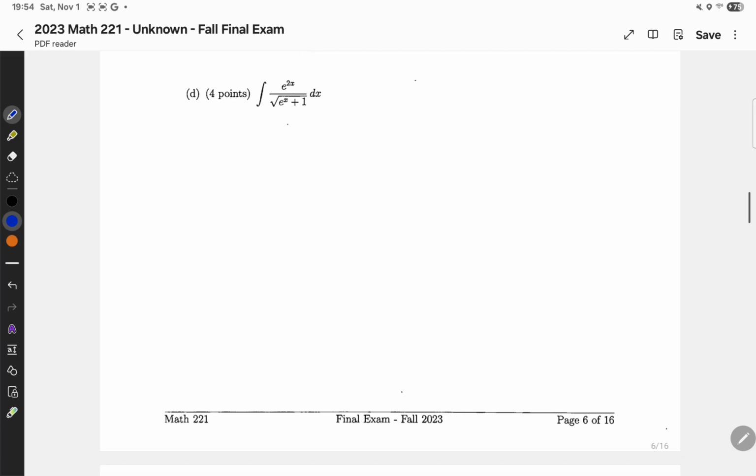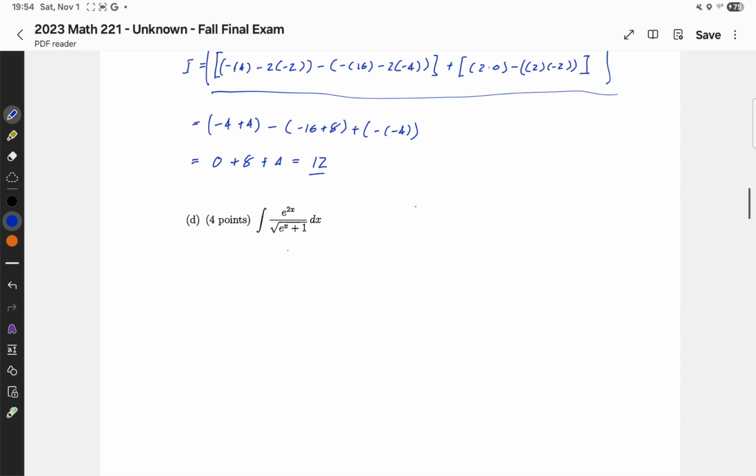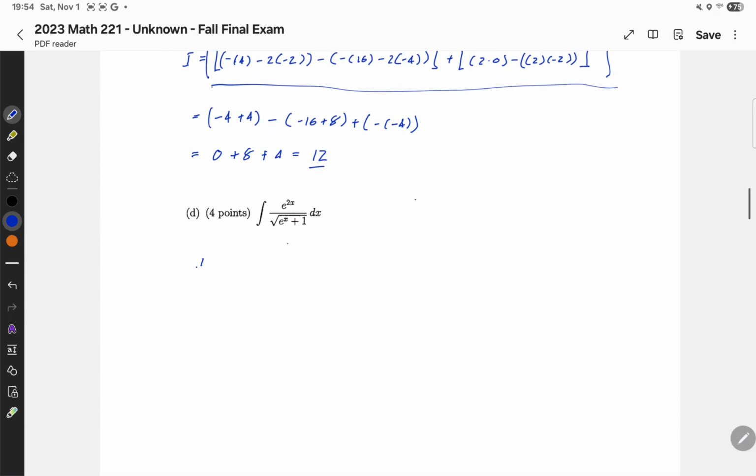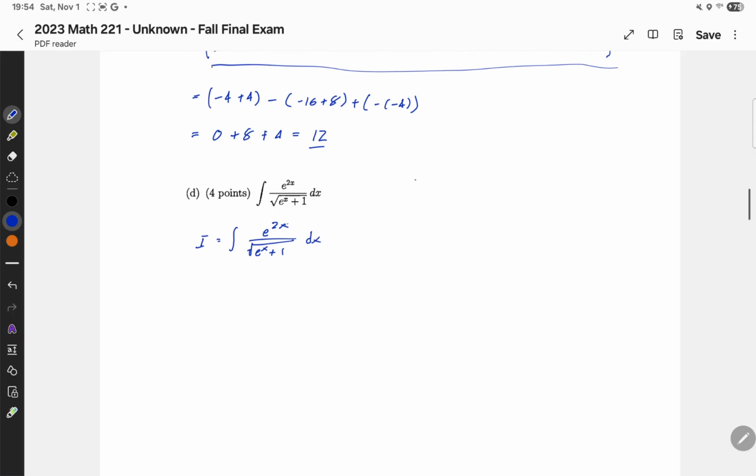All right, last integral, I believe. Yep. Okay, so for this one, we have an indefinite integral. So we have the integral of e to the 2x over the square root of e to the x plus 1. So because we have kind of some weird values in our radicals, we're going to want to use u sub. So we have u is equal to e to the x plus 1. Du is going to be equal to e to the x dx. And last thing we're going to need is e to the x is equal to u minus 1.